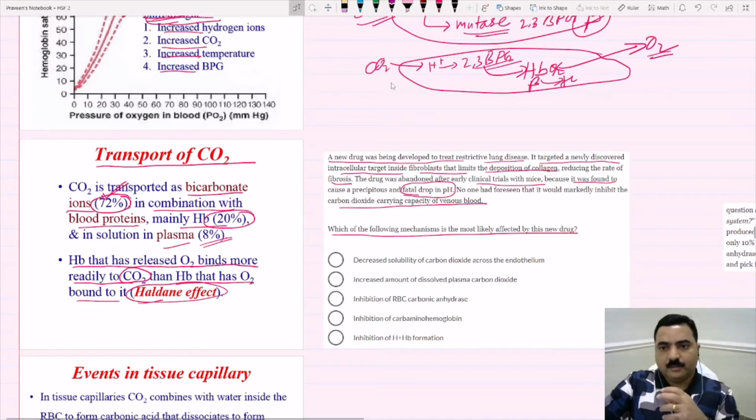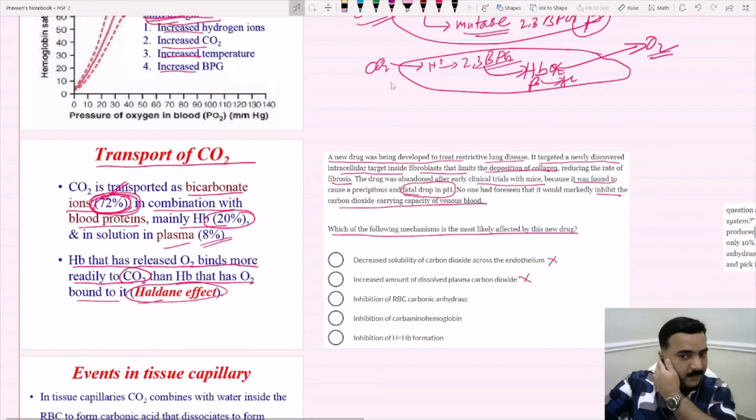The question is asking what is the most important mechanism that markedly inhibits the carbon dioxide carrying capacity. As we have discussed, the most important is bicarbonate. 72% of the carbon dioxide has to be transported as bicarbonate. So, decreased solubility of carbon dioxide across the endothelium? No, that is not the reason. Increased amount of dissolved plasma carbon dioxide? No, dissolved carbon dioxide, that too increased? No.